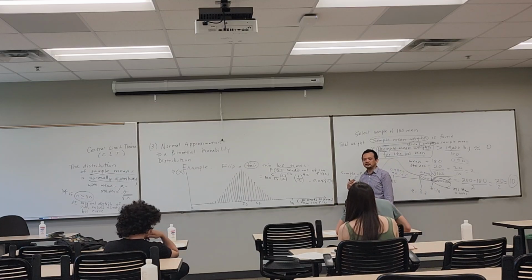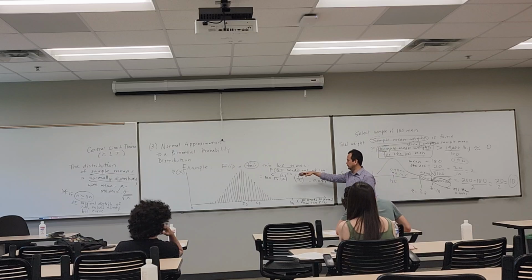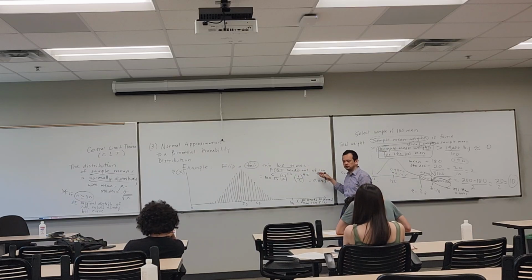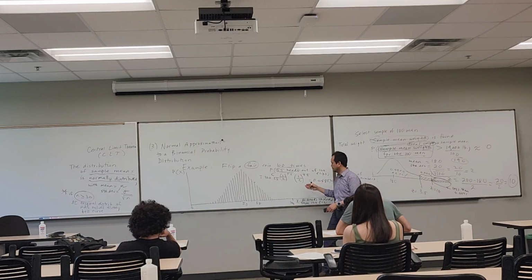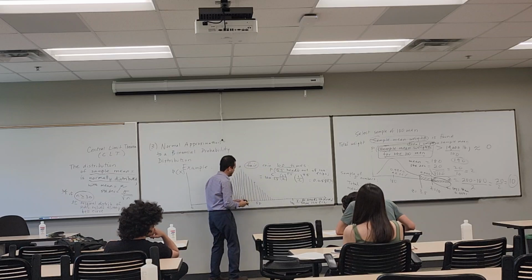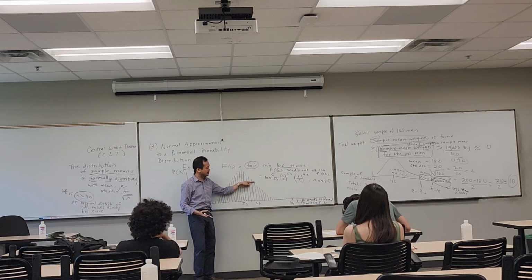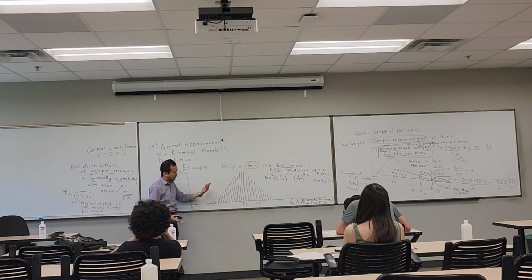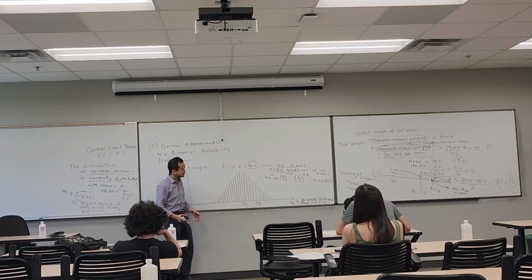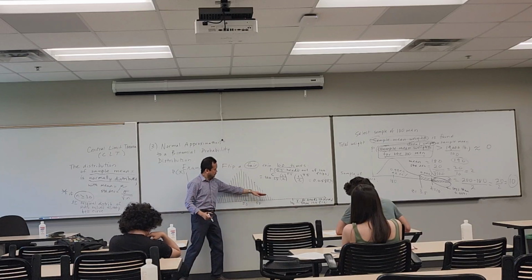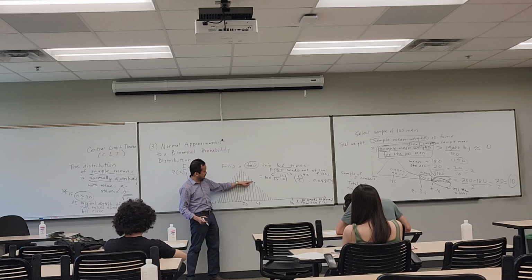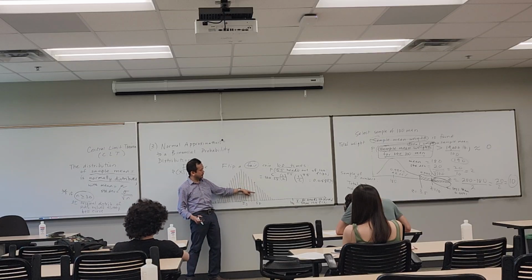Okay, so this is the exact probability of getting 55 heads out of 100 flips. Or in this picture, it's the actual height of this bar at 55 that represents the probability of getting 55 heads out of 100 flips. So this is how you get this particular probability of 55 heads.